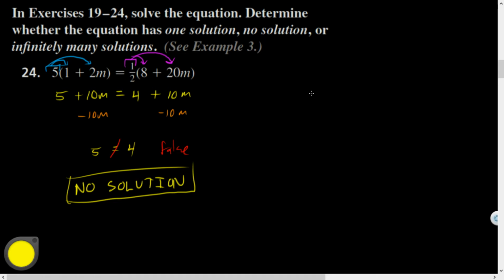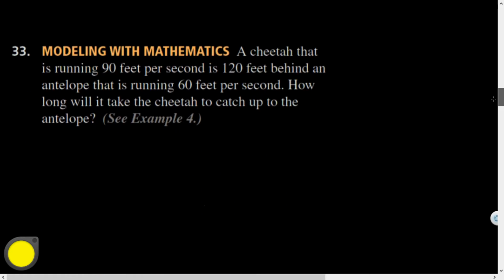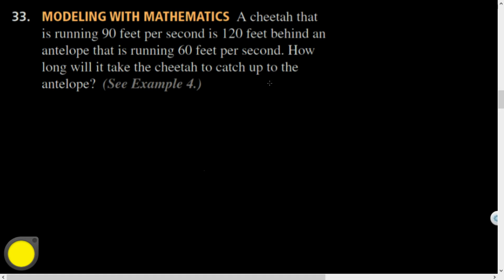Cameron, you writing this down? Looks like you're absorbing this through osmosis. All right.